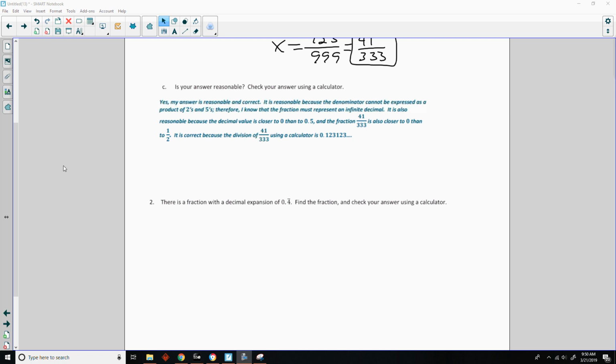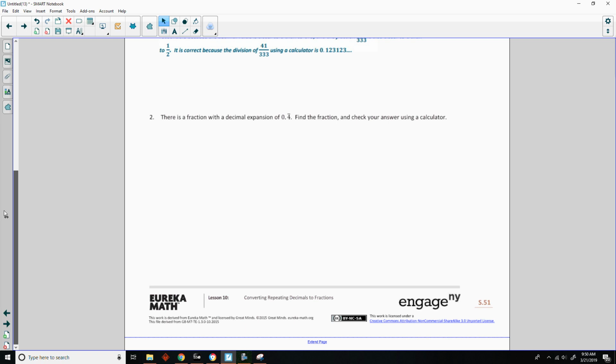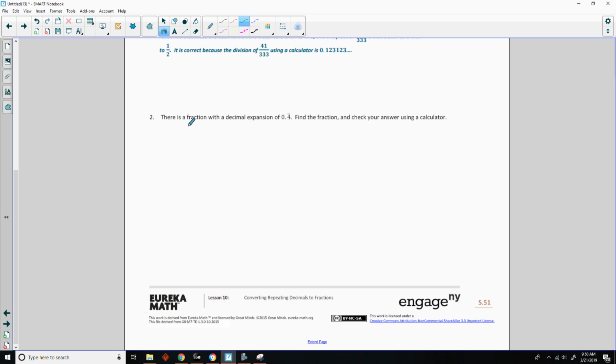Find that fraction. Check your answer using a calculator. Okay, so this should be fairly simple to you now. You let x equal 0.4 repeating. And it's a tenth, so I'm going to multiply both sides by 10. So that would be 10x equals 4.4 repeating. There's a bar over the 4, so I suppose I should write this.